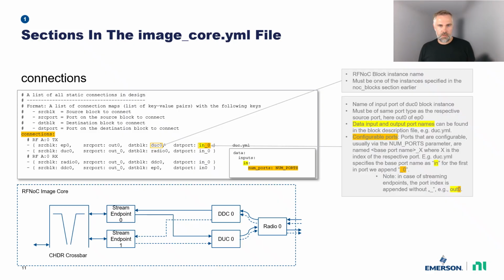The 4 lines in our example connect the first transmit and the receive channel. That is the radio to the DDC and the DDC to the stream endpoint in the receive direction. And for the transmit direction, we connect the stream endpoint to the DUC and the DUC to the radio block.